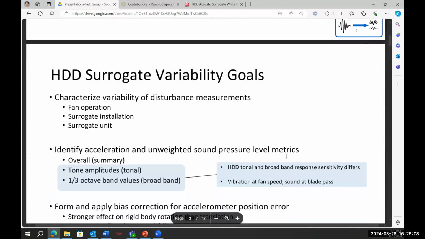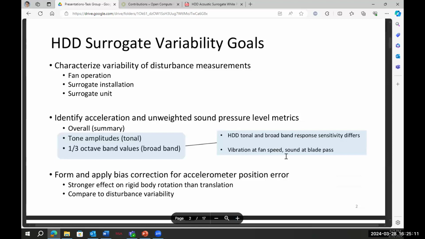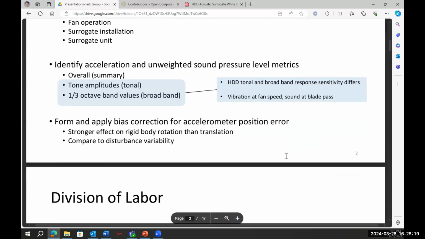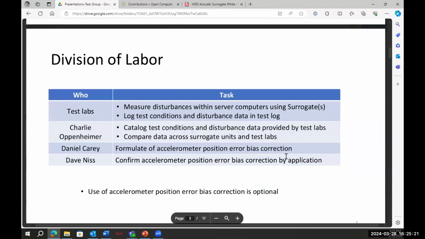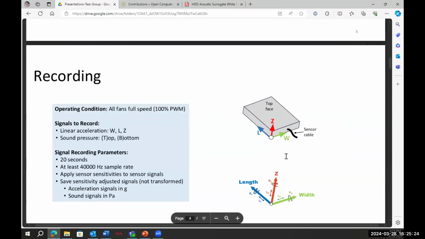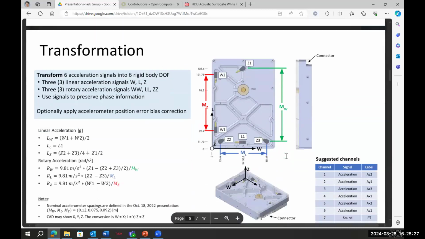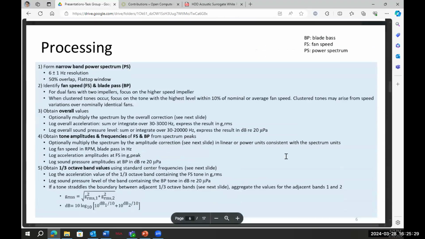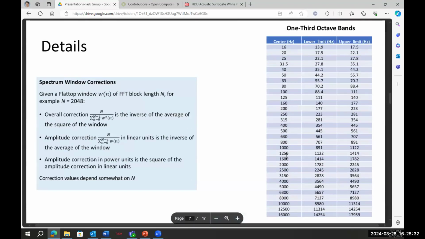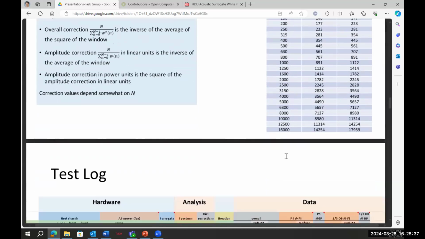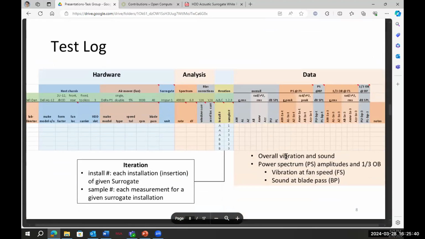But yeah, there are slides showing clustered column charts with error bars. Maybe it's farther down, I don't know. I can't remember. That's the processing method that we aligned on. Here's the test. This is the test log that we aligned on.